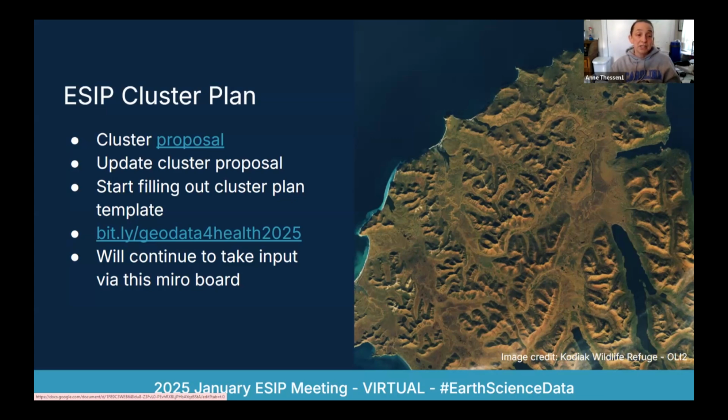And so we'll continue to take input via the Miro board. There's the bit.ly link that should be fairly easy to write down quickly if you lose access to something. So that's the next step for me: use the Miro board to update the cluster proposal, get the cluster formally accepted and started, and start filling out the cluster plan template.